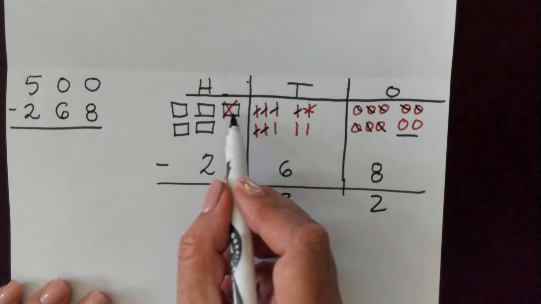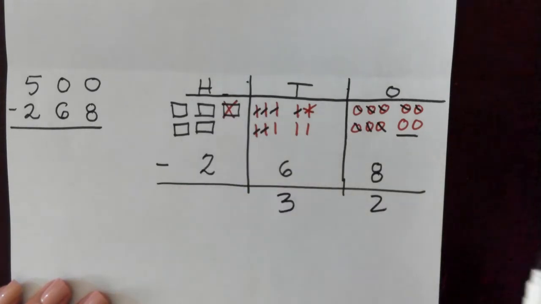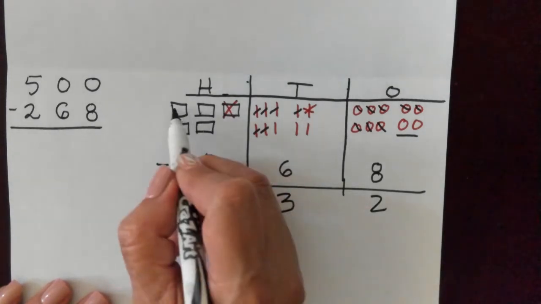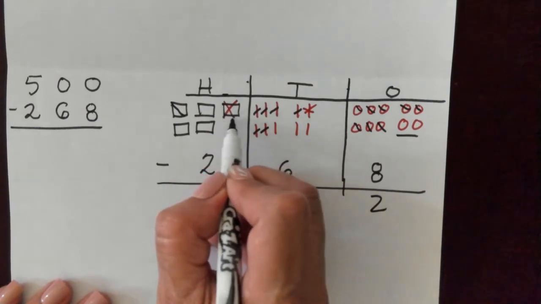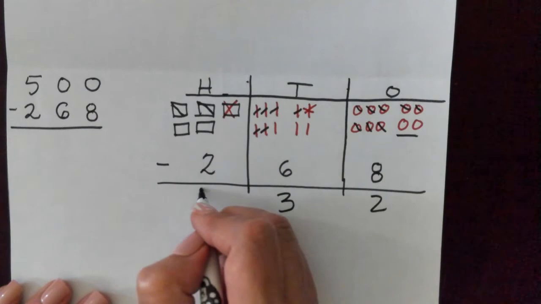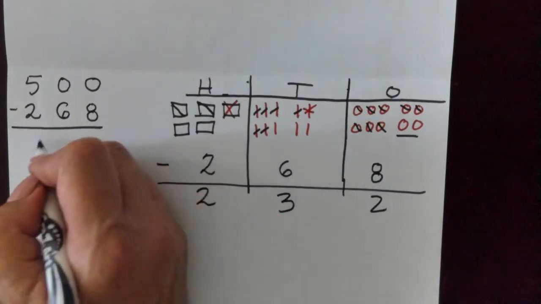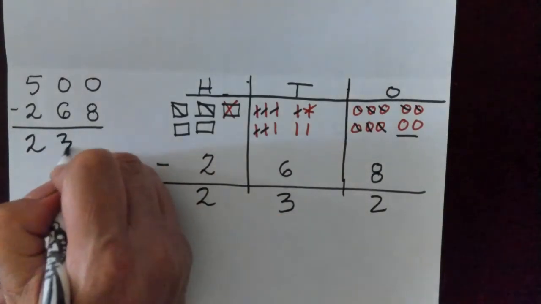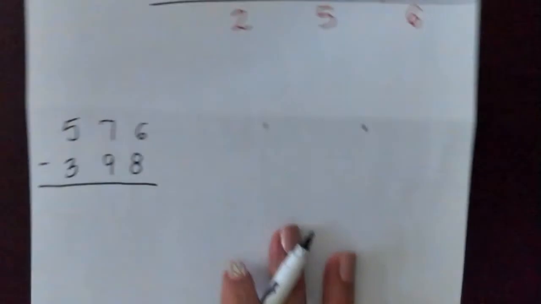And we already borrowed that one, so we cross out another 2. Remember, we already crossed that out, so we can't use that. 1, 2. How much do we have left over? 2. So our answer here is 232. Great. Now this one, I left it blank so I could show you how to do the pictorial.